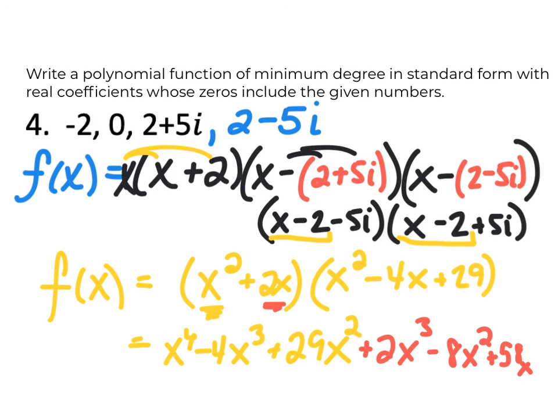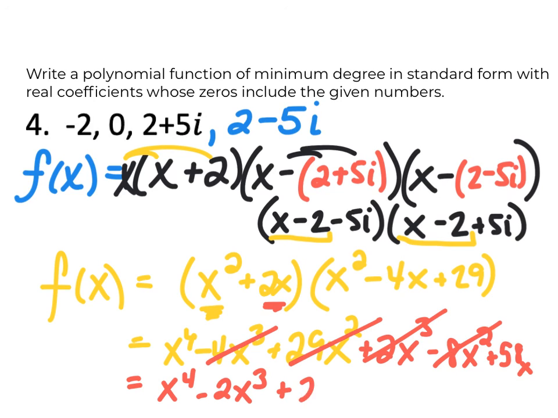And now, finally, combine everything to get x to the 4th. I have a negative 4x cubed and a positive 2x cubed would be negative 2x cubed. Combine my x squared, so 29x squared minus 8x squared would be 21x squared plus 58x. So I get a quartic function. I encourage you again, put this into your graphing calculator and make sure that your given zeros are shown.